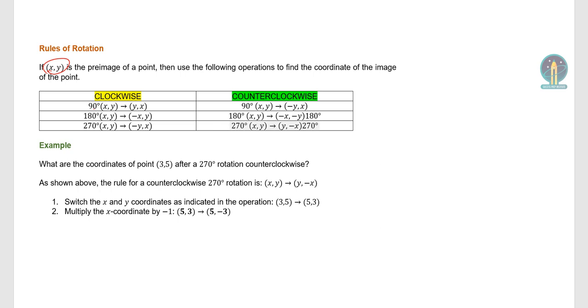Let's look at an example. What are the coordinates of point 3 and 5 after a 270 degree rotation counterclockwise? So again, for counterclockwise at 270 degrees, we flip the values and negate the x. So 3 and 5 becomes 5 and 3, and then add a negative for the x. So it becomes 5 and negative 3.